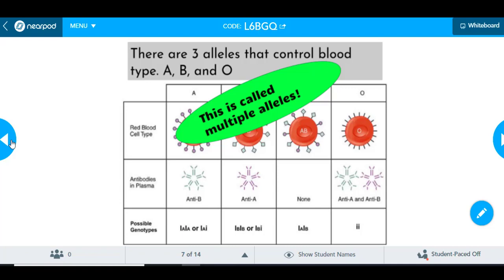Before I get to genotypes and phenotypes, because there is more than one allele, right? More than 2 alleles, sorry. We've been dealing with it's either this or this, right? You receive 2 of the same, 2 different. Because there are more than 2 alleles out there, we call it multiple alleles. There are actually 3 alleles for blood types. You can get the A gene, the B gene, or the O gene. Okay.